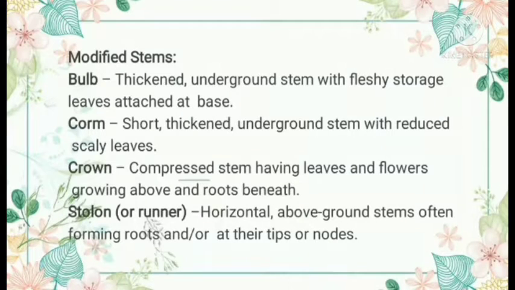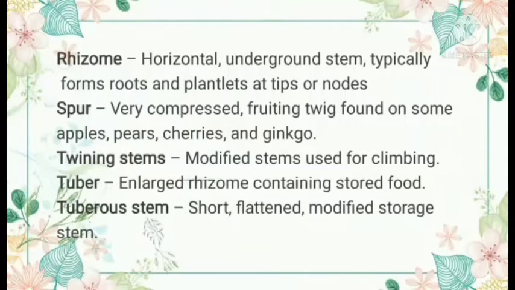Modified stems are the bulb, a short underground stem with fleshy storage leaves attached at the base. Corm is a short, stout underground stem with reduced, scaly leaves. Crown is a compressed stem having leaves and flowers growing above and roots beneath. Stolon or runner is a horizontal above-ground stem often forming roots and plants at their tips or nodes. Rhizome is a horizontal underground stem that typically forms roots and plants at tips or nodes.